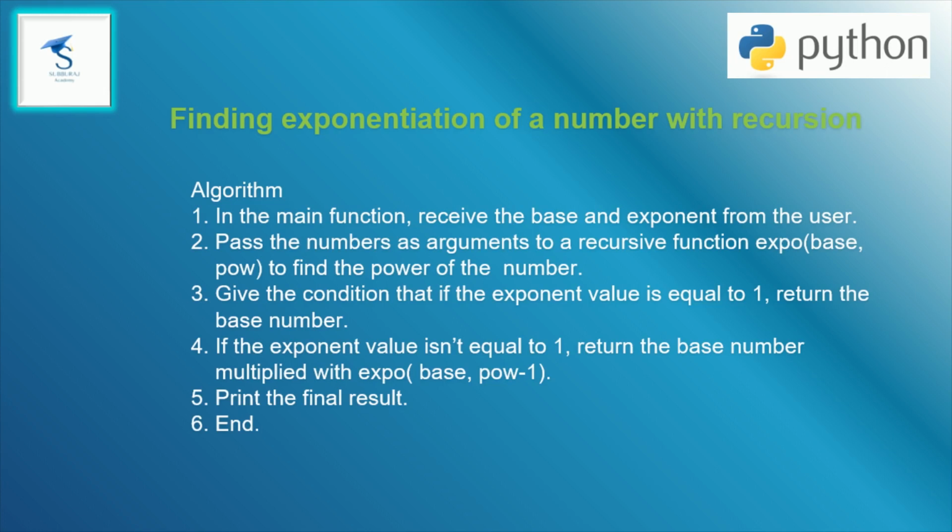Algorithm. 1. In the main function, receive the base and exponent from the user. 2. Pass the numbers as arguments to a recursive function expo(base, pow), to find the power of the number. 3. Give the condition that if the exponent value is equal to 1, return the base number. 4. If the exponent value isn't equal to 1, return the base number multiplied with expo(base, pow-1). 5. Print the final result. 6. End.